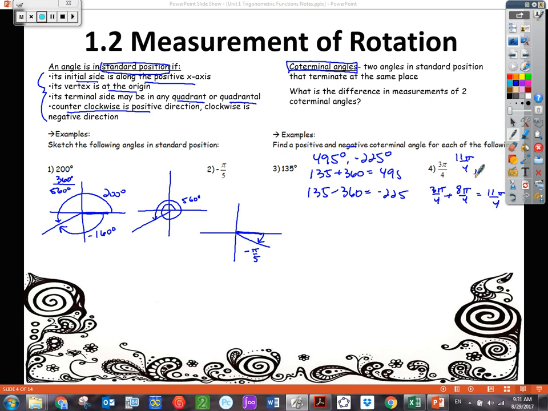Okay, the second thing that I'm going to do is I'm going to subtract 8 pi over 4. Right, so we have 3 pi over 4 minus 8 pi over 4. And that gives us our negative coterminal angle, which is negative 5 pi over 4.